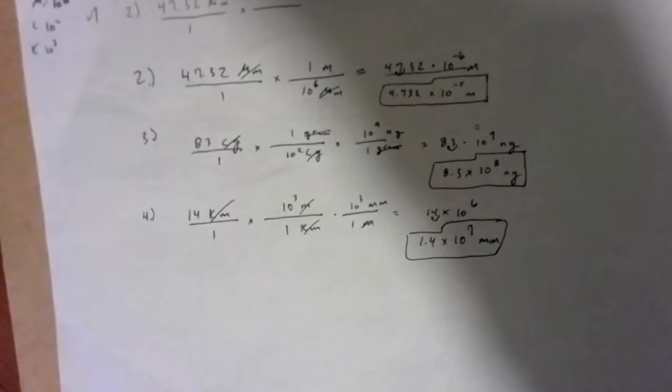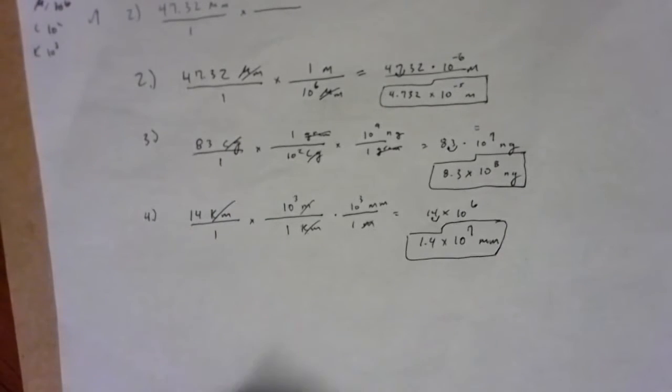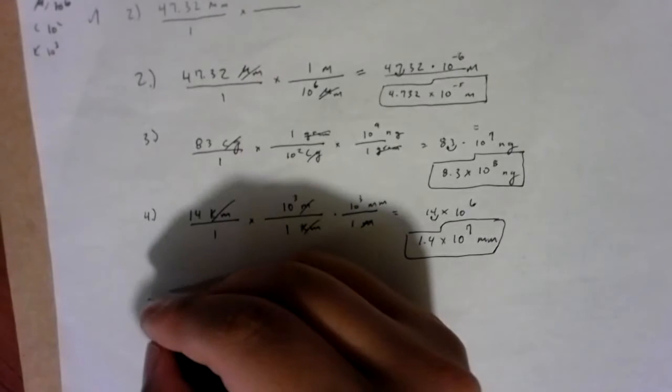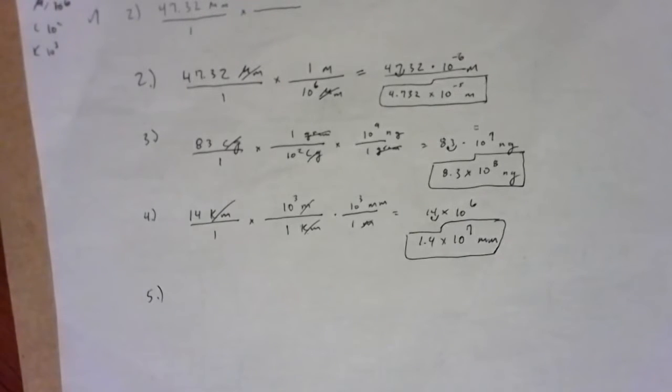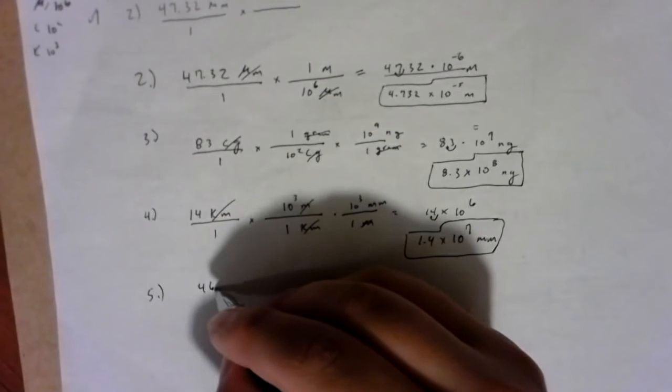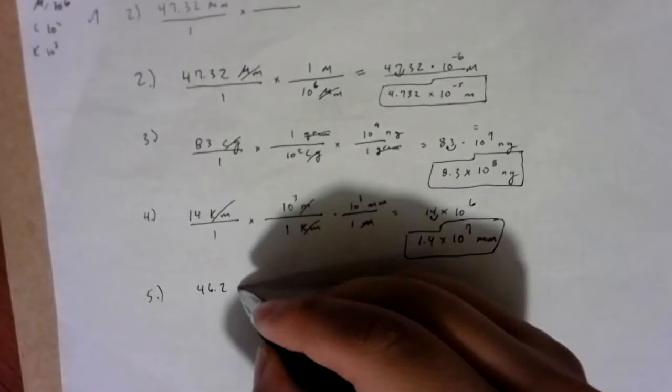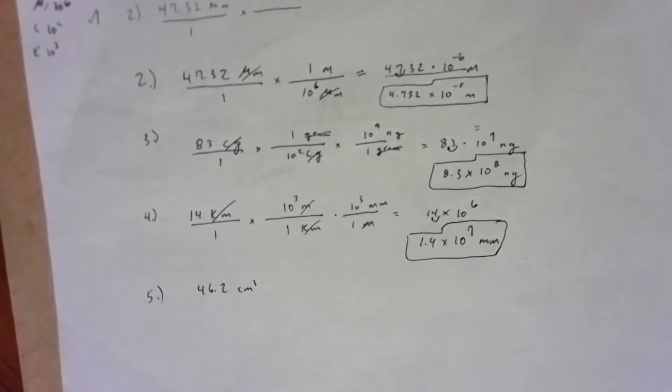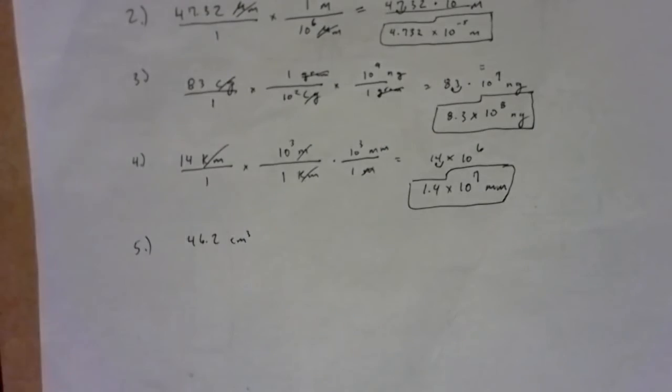Anyway, we can go ahead and move on to the next one, which is where things get interesting. Because now we have multiple dimensions for the units. So let's see. So here we have 46.2 centimeters cubed. Okay, and we want to go to, hold on, let me adjust this camera. Okay. We want to go to meters cubed. So from centimeters cubed to meters cubed.